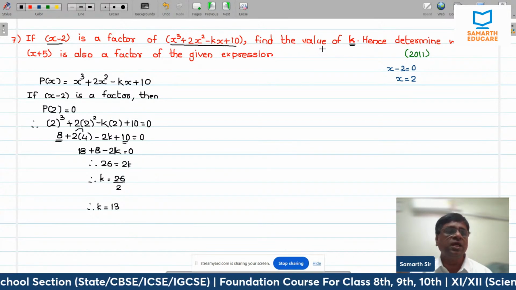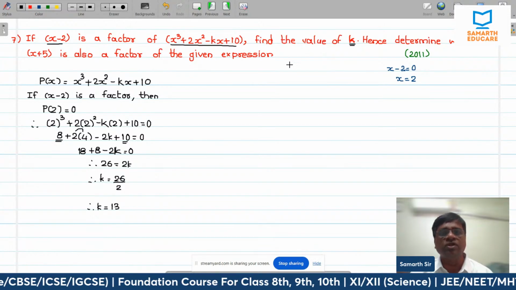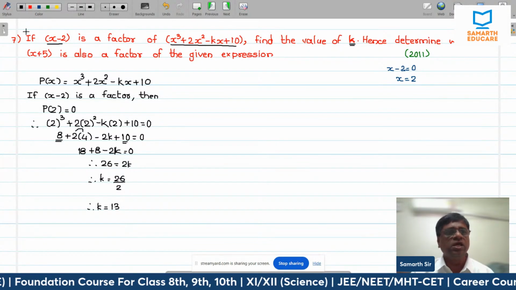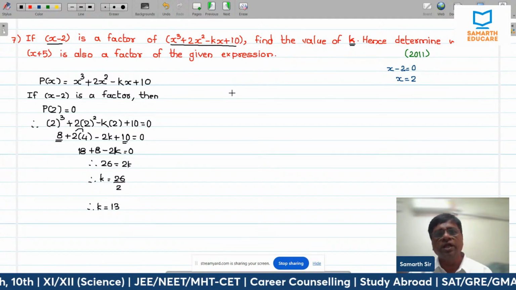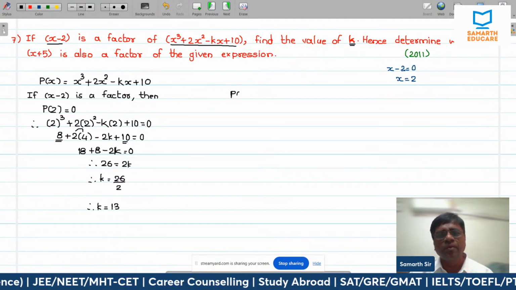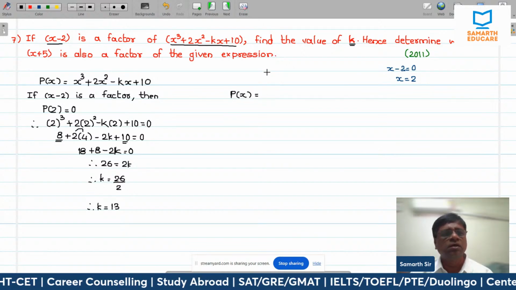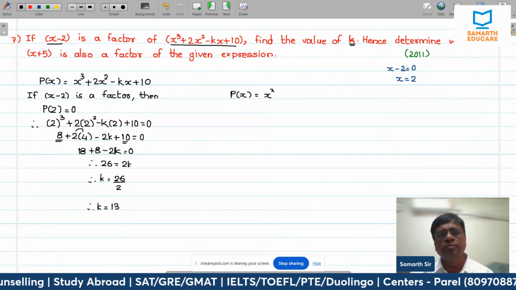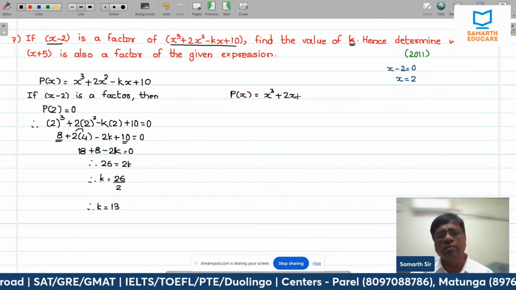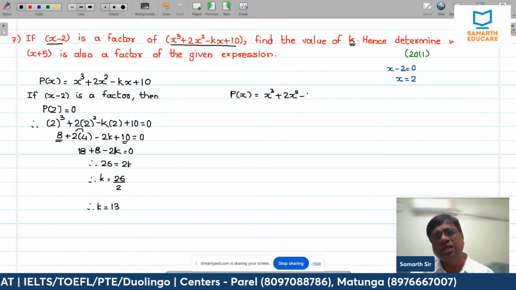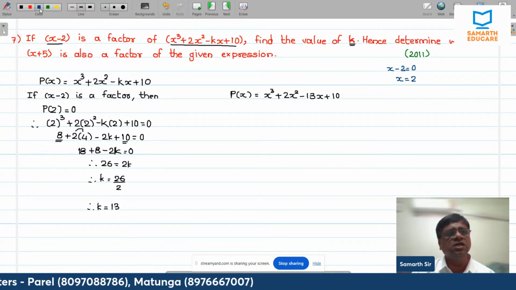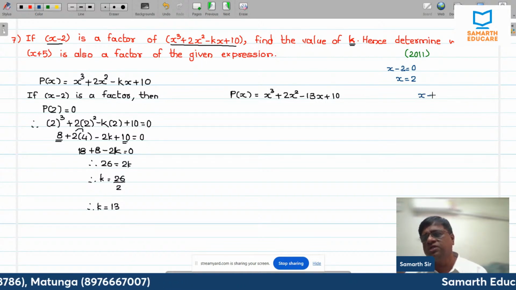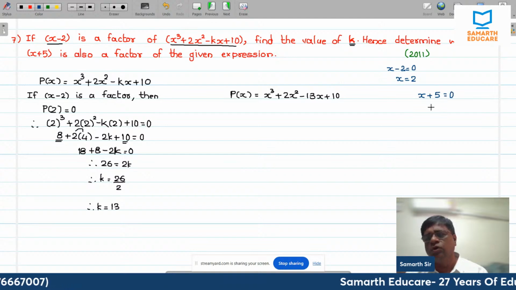Hence determine whether x plus 5 is also a factor of the given expression. Right? We have to check whether x plus 5 is also a factor of it or not. So right now, p of x is x cube plus 2x square minus 13x plus 10, since the value of k is 13. Now he is asking us to check for x plus 5. So if I take x plus 5 as 0, what should the value of x be? That is equal to minus 5.